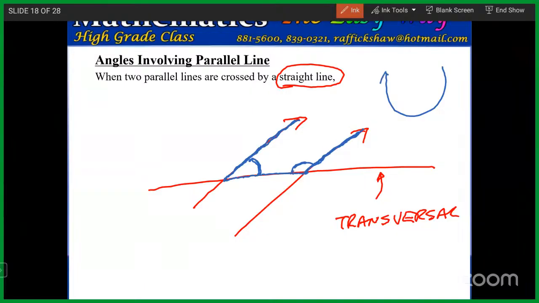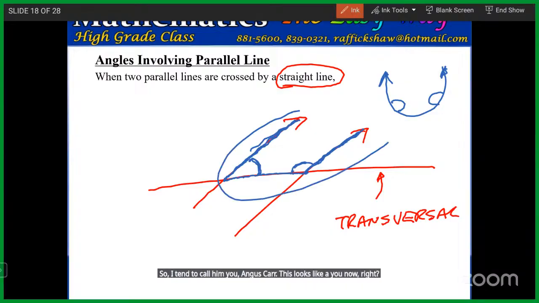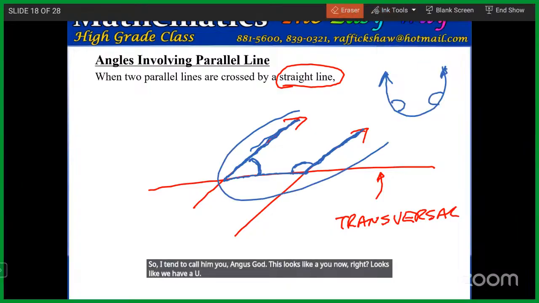I call them U angles because they seem to be like angles in a U. Right? So like this and this parallel, they appear as if they are angles inside the U here and here. So I tend to call them U angles because this looks like a U now. Looks like we have a U. And so I call those U angles.